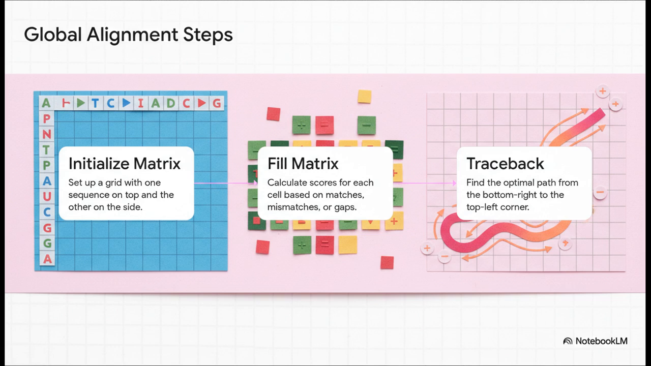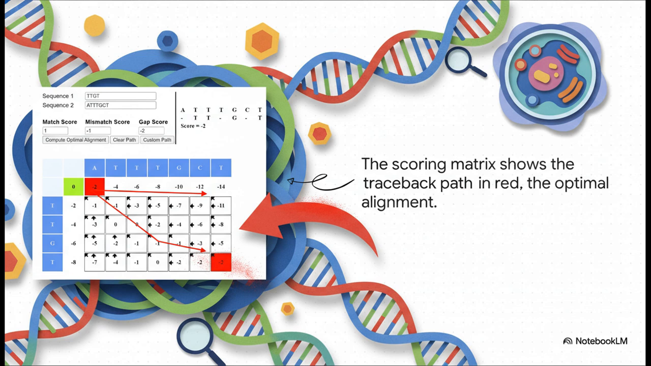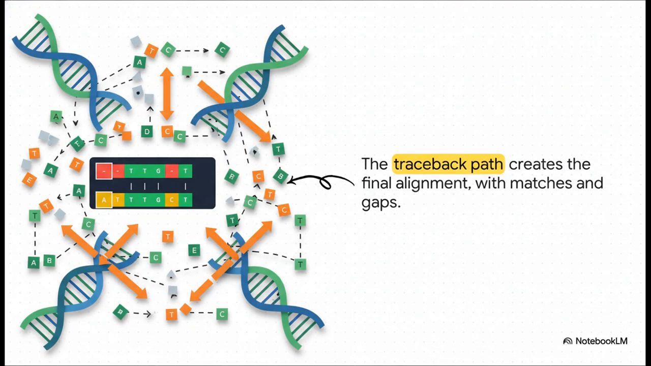And finally, it traces backward to find the path with the highest score, kind of like finding the best route on a map. And this is so cool because you can actually see that process right here. This whole grid, that's the scoring matrix. Each number is the best possible score at that position. And that red line snaking through it, that's the traceback. That is the optimal path that the algorithm found, going from the bottom right all the way back up to the top left.